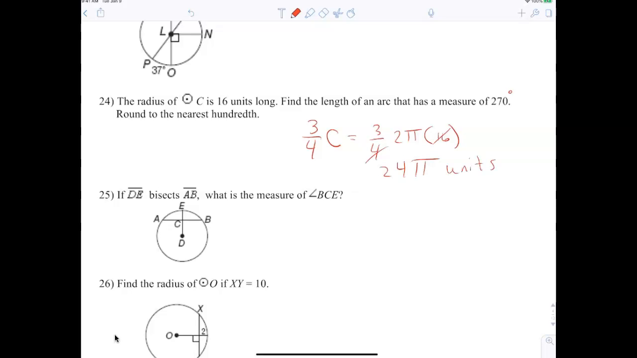You agree with that? Arc is 2 pi r times n over 360. Well, I did 16 times 2 times 3/4. Right? 16 divided by 4 is 4. 4 times 3 times 2. Agreed? Right? Somebody else now.